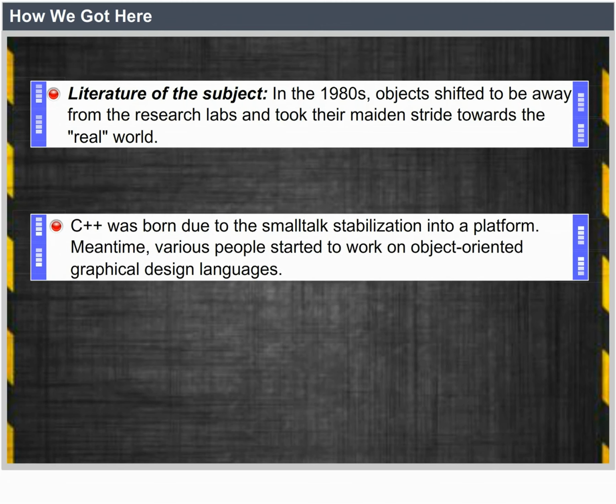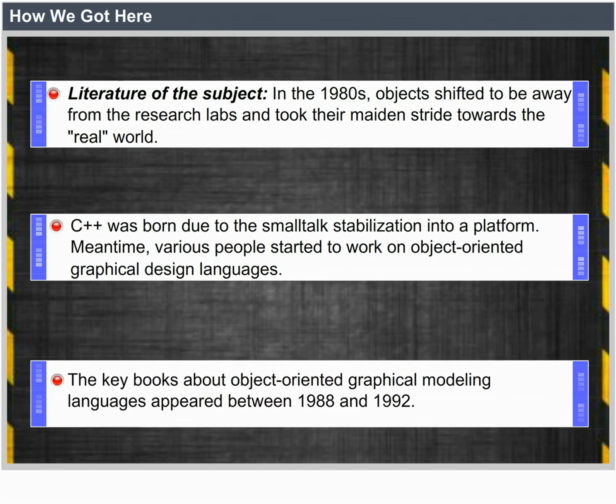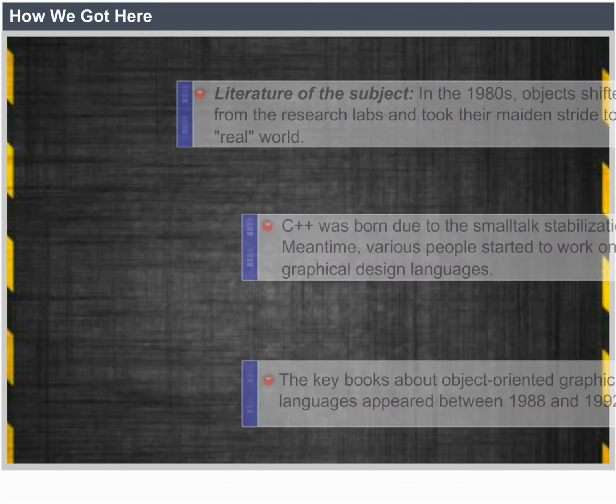How we got here. Literature of the subject. In the 1980s, objects shifted away from the research labs and took their first strides towards the real world. C++ was born, and Smalltalk stabilized into a platform. Meanwhile, various people started to work on object-oriented graphical design languages. The key books about object-oriented graphical modeling languages appeared between 1988 and 1992.